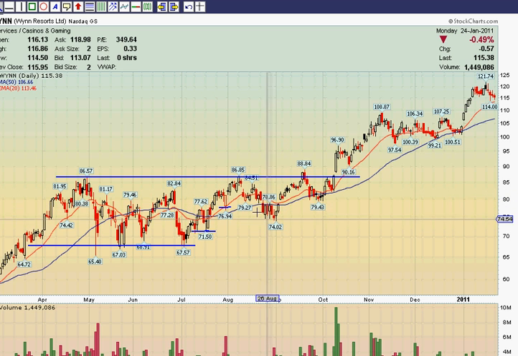What you want to see is a cluster of attempts where support is trying to break and it fails. Look at that, see how it tried numerous times to break support and it failed. So now it went back higher again. This to me right away tells me this is a higher low.